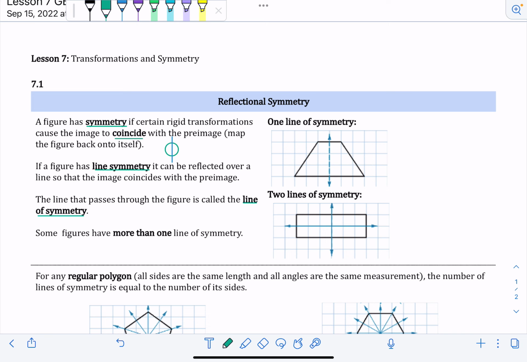And then some figures have more than one line of symmetry. So it is possible to have more than one. Over here is an example of a figure that has just one line of symmetry. If I put this line down the middle and reflect over that line, the figure would land exactly where it was originally. And over here, we have an example of one that has two lines of symmetry. With this rectangle, I can reflect horizontally and it would land exactly how it was before, or I can reflect it vertically and it would land exactly as it was before as well.